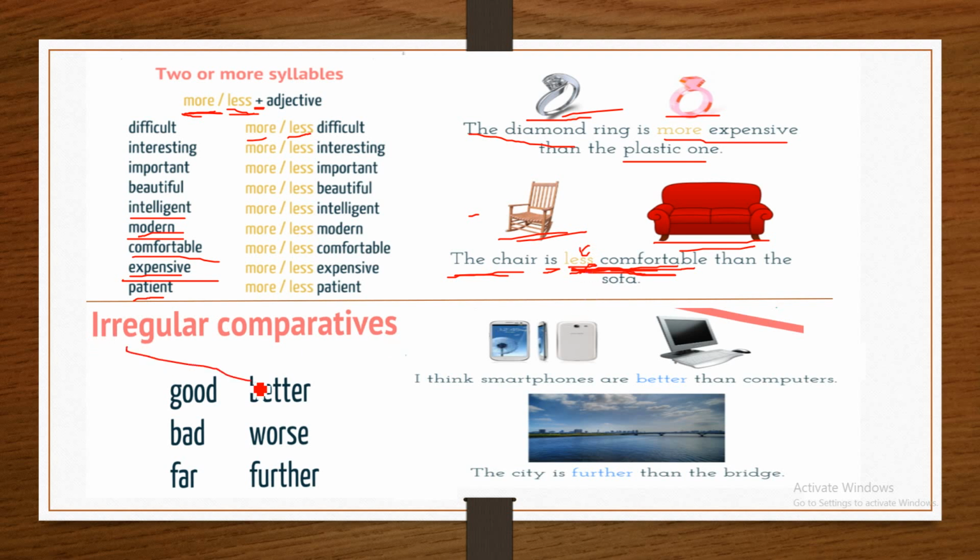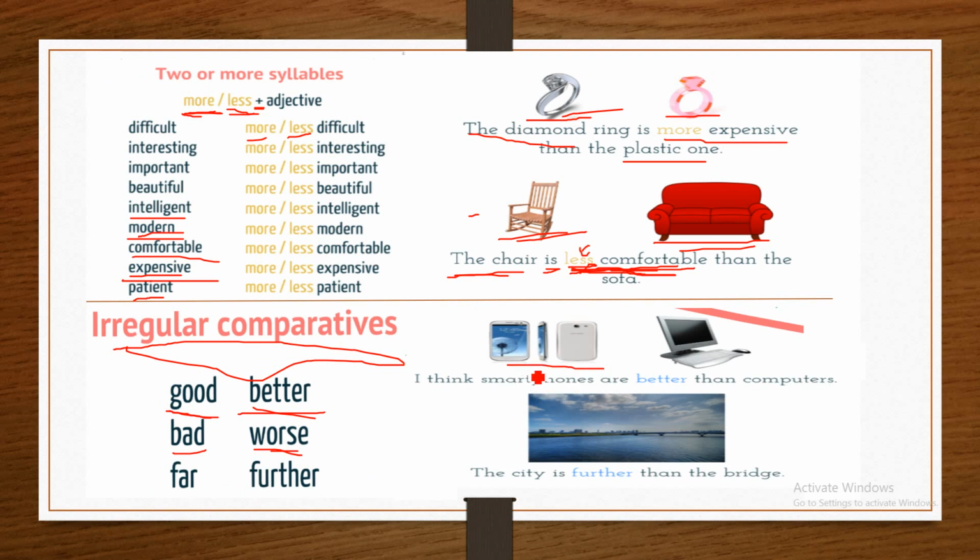Also, irregular comparatives. We have some irregular adjectives. For example, good becomes better. Bad becomes worse. Far becomes further.